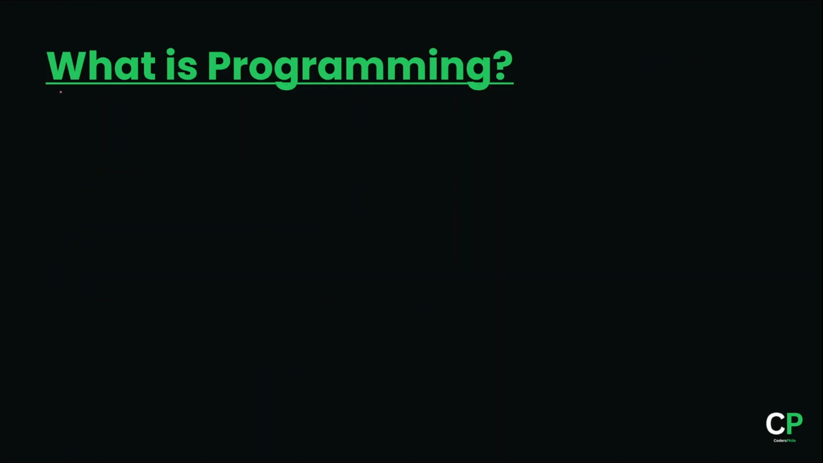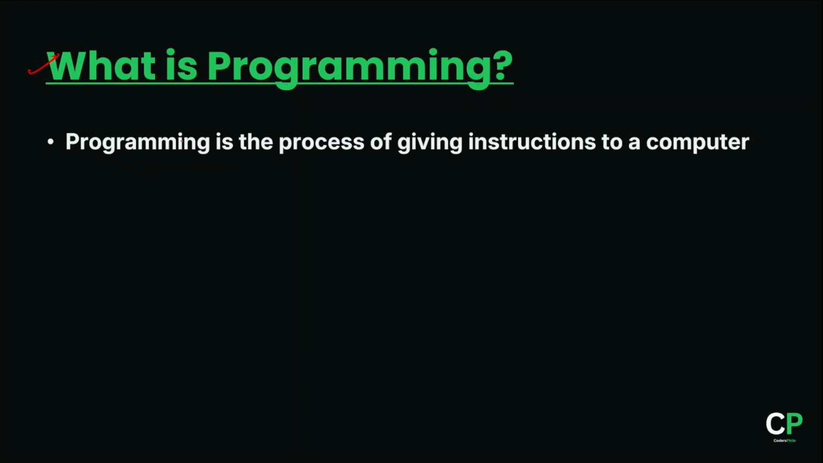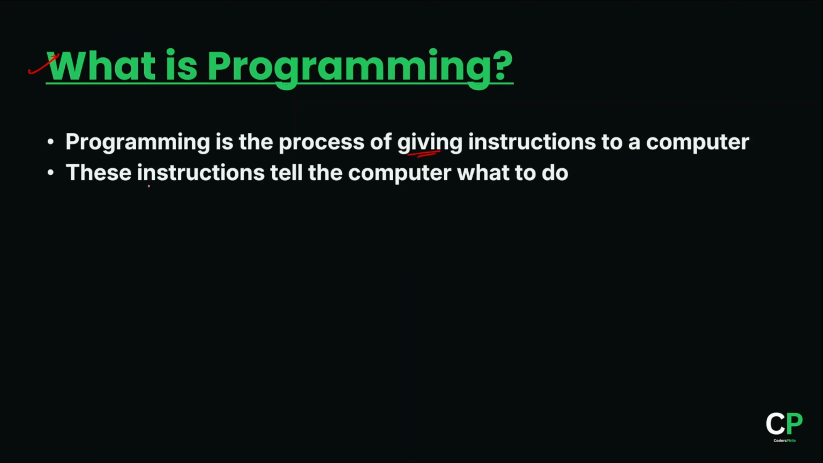So first we will see, what is programming? Programming is the process of giving instructions to a computer to solve a real world problem. These instructions tell the computer what to do.